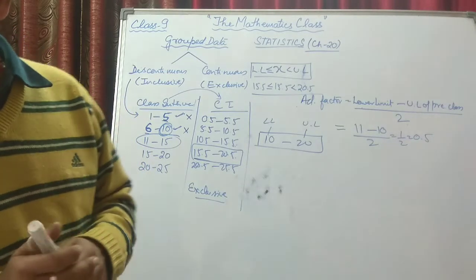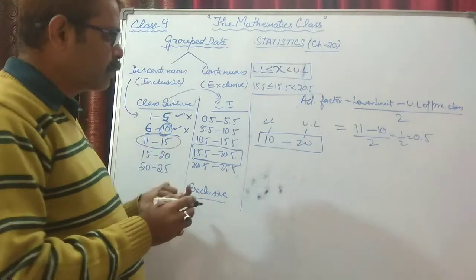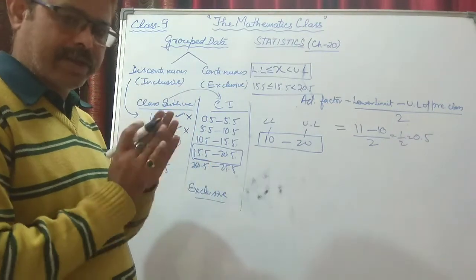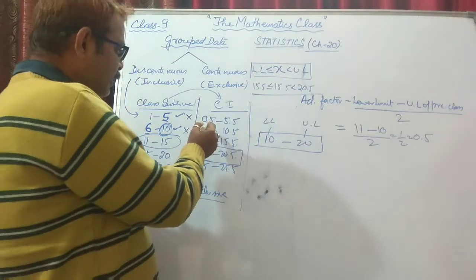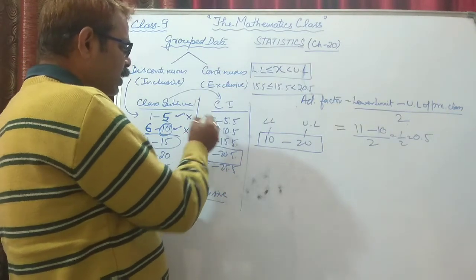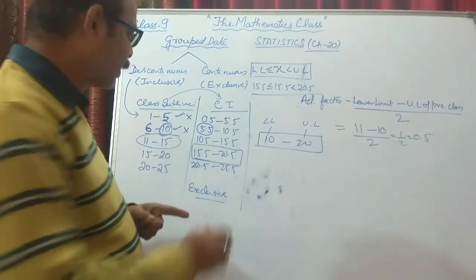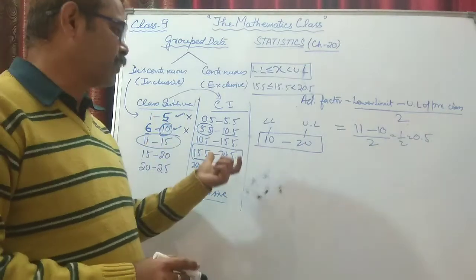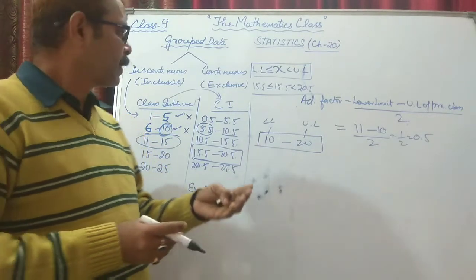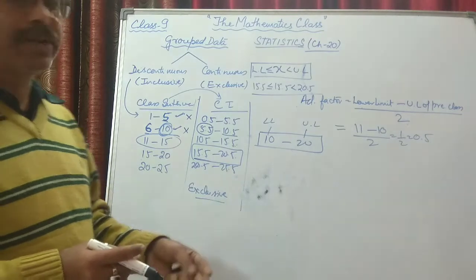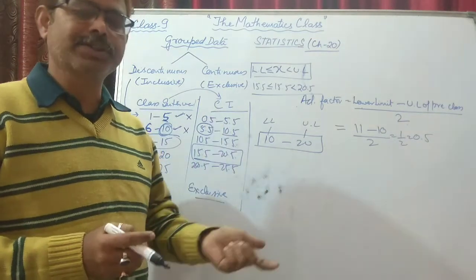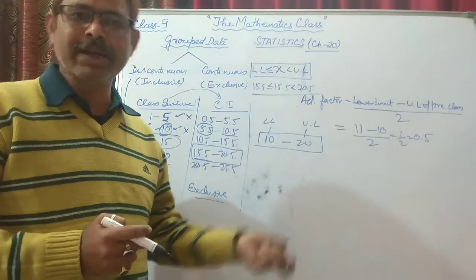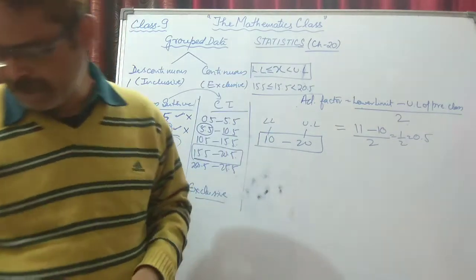Now what is true lower limit and true upper limit? When a class is continuous, then its lower limit is also known as true lower limit and upper limit is known as true upper limit, because it is continuous. And if the class is given and it is non-continuous, then we will change it to the continuous class, and then we will write its upper limit as a true upper limit and lower limit as a true lower limit, like that.